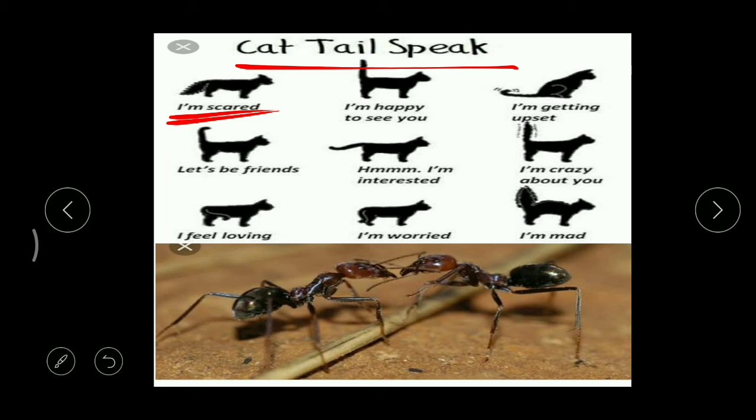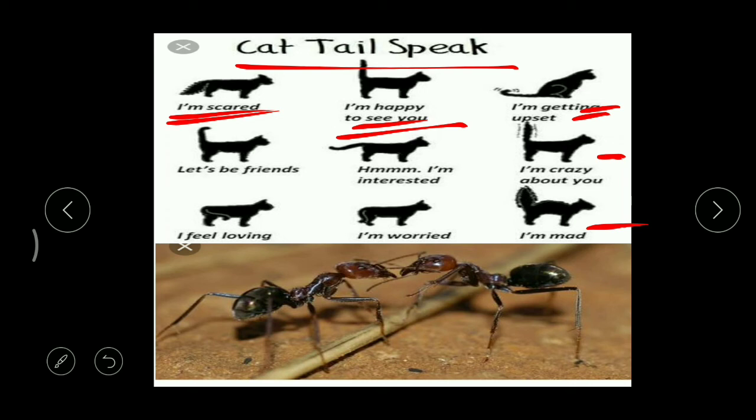Okay, and here in the second one, when the tail is upright, that means straight, then it means it's very happy to see you. Now, whenever this dog or cat sees its owner, then we can find this kind of behavior, right? I'm getting upset, right? I'm crazy about you, and the next, I'm mad. So in this way, with the help of a tail, it gives different types of signals.